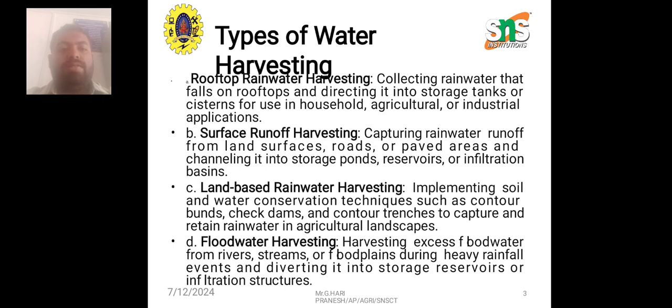Land-based rainwater harvesting, which is implementing soil and water conservation techniques such as contour bunds, check dams and contour trenches to capture and retain rainwater in agricultural landscapes. Floodwater harvesting, which is harvesting excess floodwater from rivers, streams or floodplains during heavy rainfall events and diverting it into storage reservoirs or infiltration structures. These are the types of water harvesting.